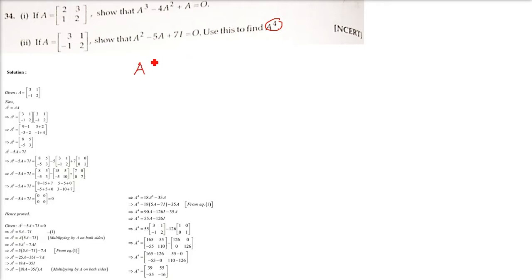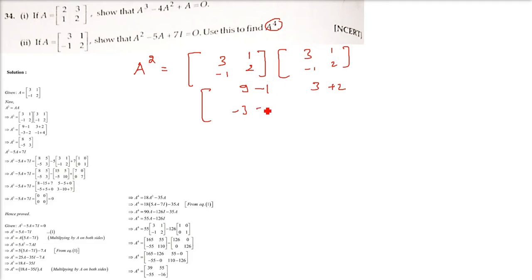So let us see A square. Since A is already given, in order to find A square, this is 3, negative 1, 1 and 2. So this is also 3, negative 1, 1, 2. So row column, 3 threes are 9 and 1 into minus 1 is minus 1. 3 ones are 3 and 2 ones are 2. Negative 3 and negative 2, negative 1 and 2 is a negative 2, 2 times 2 is 4. Okay, so what do you get? 9 minus 1 is 8. This is 5, this is negative 5, and 4 minus 1 is 3. So this is your A square.